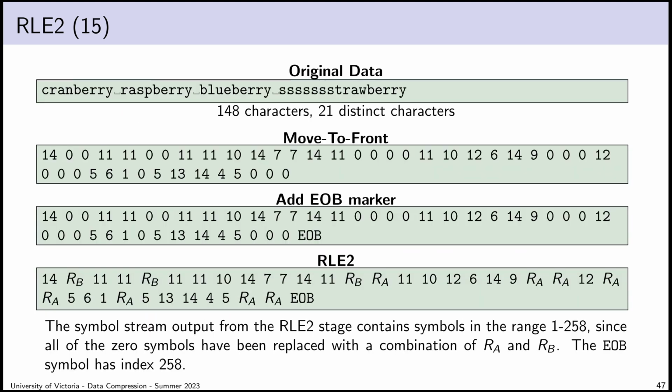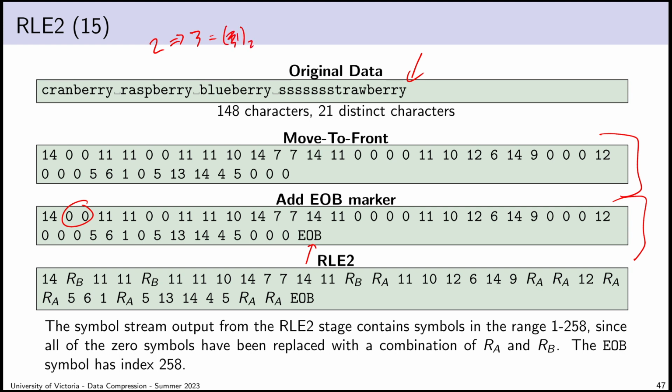All right, so just to recap our example, here's our original data. As of the end of the move to front stage, it was this. Then I add my end of block marker. There it is. And then I perform RLE2. So here's my run of 2 zeros. Okay, wait, so the run length of 2. Well, I add 1 to that and I get 3.